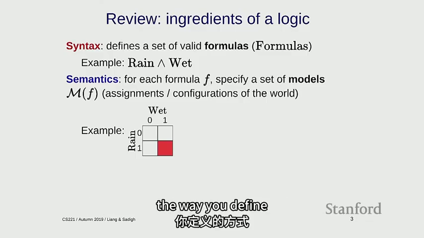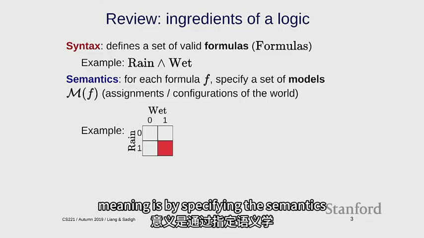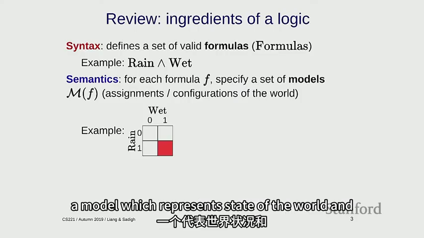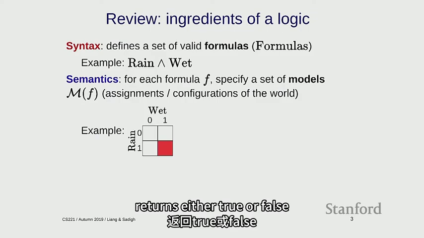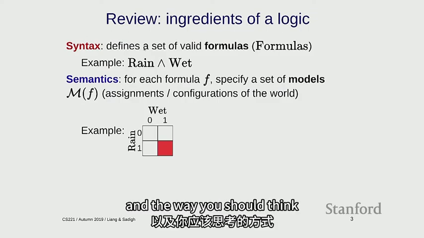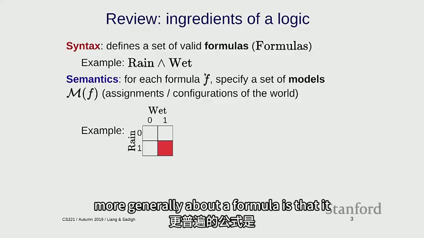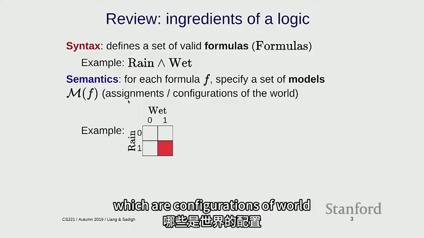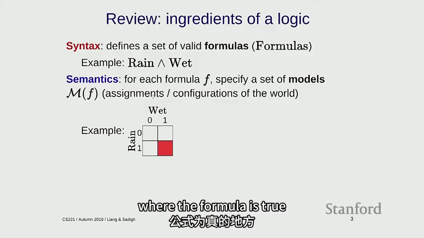The way you define meaning is by specifying the semantics. We talked about the interpretation function, which takes a formula and a model, which represents the state of the world, and returns either true or false. The way you should think more generally about a formula is that it carves out a set of models, which are configurations of the world where the formula is true.